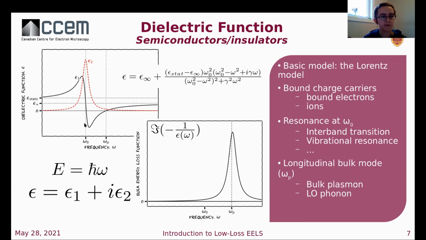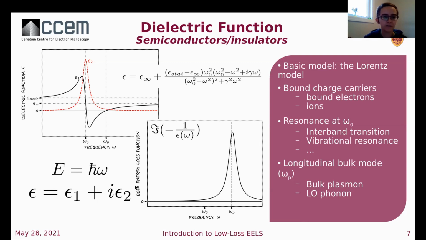It may go below zero, it may not, depending on the background of the dielectric, the static and infinite dielectrics. And then this function rises again to come back to the epsilon infinity value at high frequencies. So where this rise crosses zero is known as the plasma frequency. And at this frequency, the material can support a longitudinal bulk wave that travels through the material, such as a bulk plasmon or a bulk phonon.